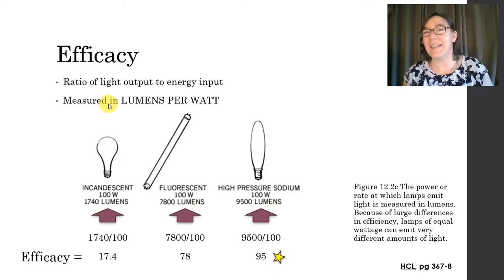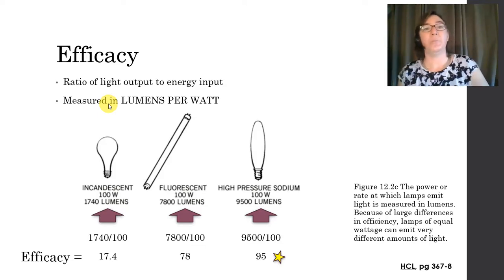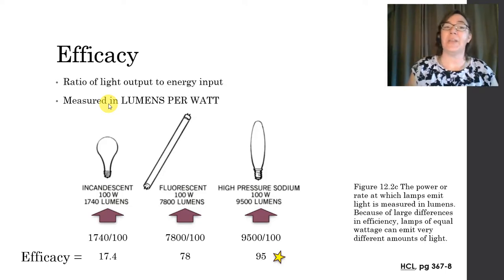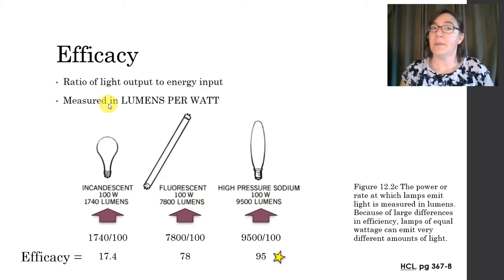The next vocabulary word I'd like you to learn is efficacy. This one might be a little hard to say, so go ahead in the privacy of your own home right now. Let's give it a couple of times to practice. Efficacy, efficacy, efficacy. All right. What efficacy means is the ratio of the light output to the energy input. And it's measured in lumens per watt. So we're measuring how much light you get out for every watt of energy you put in.